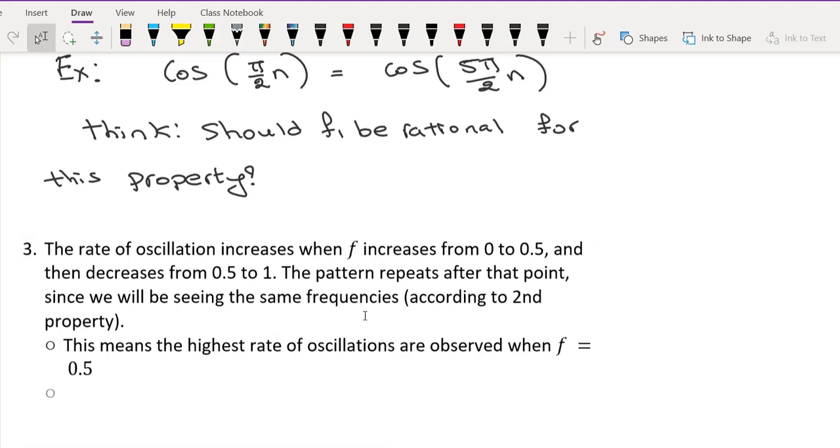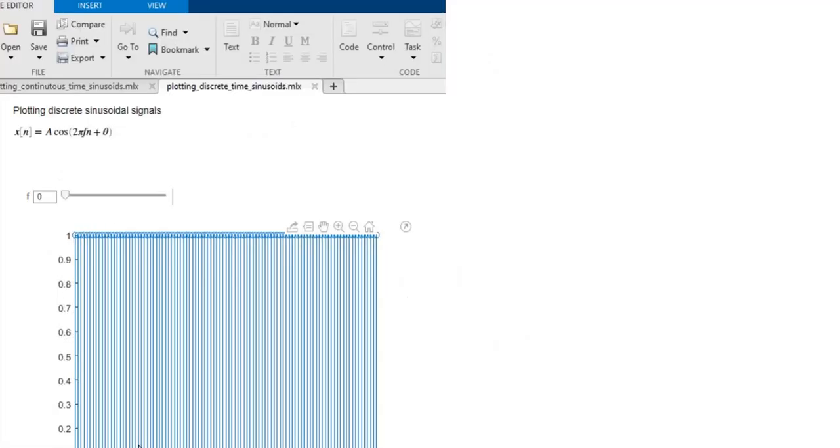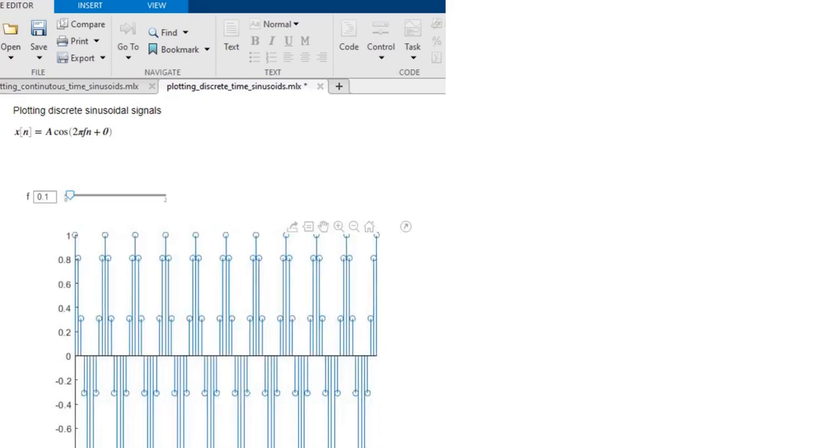As in the continuous case, we will look at a software demo to see this. In this demo, I am showing a stem plot of the signal x of n equals A cosine 2 pi f n plus theta, where theta is 0 and A is 1. Now for 0 frequency, when f is 0 and theta is 0, this is cosine 0 for all n, right? So for 0 frequency, x of n is just a constant signal at 1. Now as I start increasing the frequency, I should start seeing oscillations. So let's say at 0.1, this is how the signal will look.